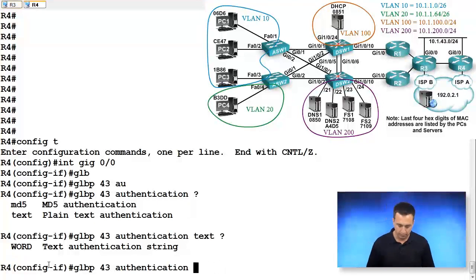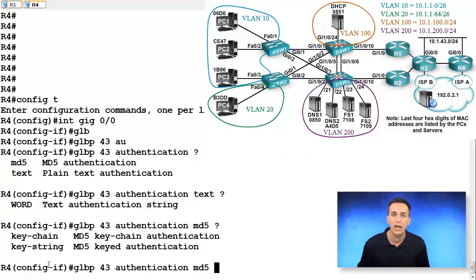The other option is MD5. Type in MD5. And notice we have the option of key chain or a key string. For heightened security, we can set up a key chain with different key strings that could be rotated using timers. Might be the time of day, days, months, weeks, years, and so on. And we can dynamically change the key that's being utilized for the authentication process.